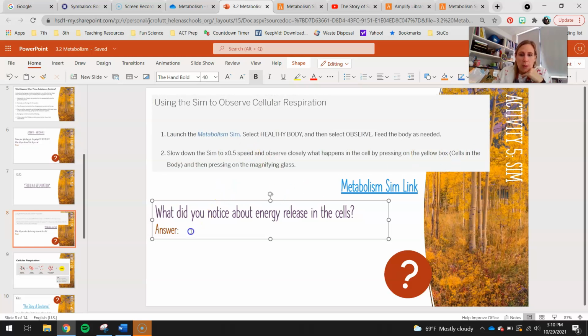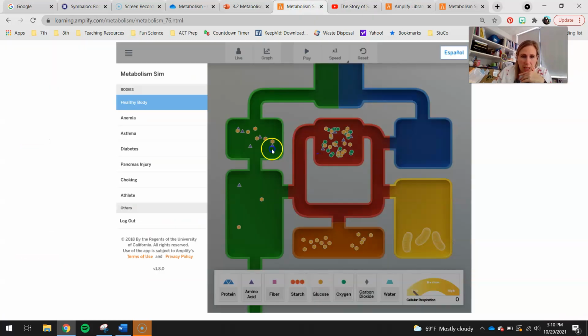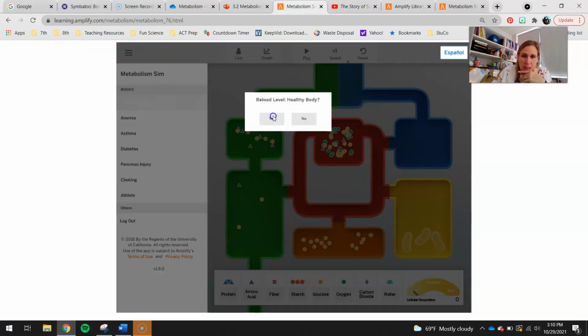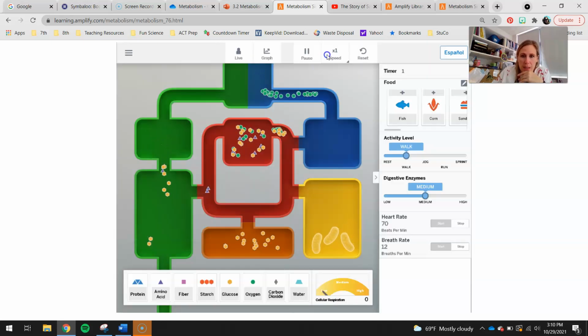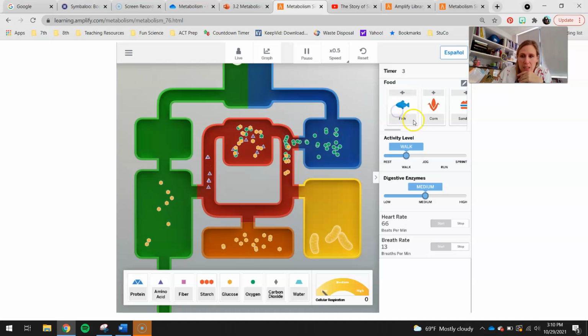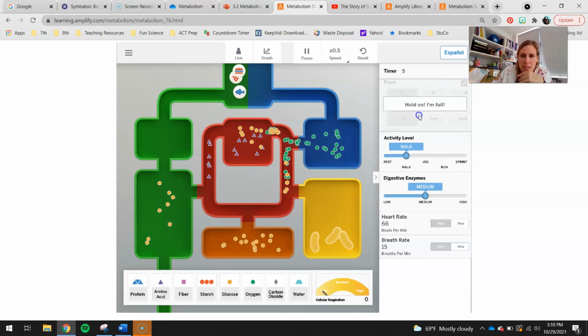When you guys do that, I want you to notice, what do you notice about energy release in the cells? Okay, so again, I'm going to go healthy body, reload healthy body, yes, and I'm going to hit observe. I'm going to slow this down to 0.5, and then I'm going to feed it enough of everything. So there's some fish, there's some corn, there's some Sammies. I guess apparently that's all he can eat.